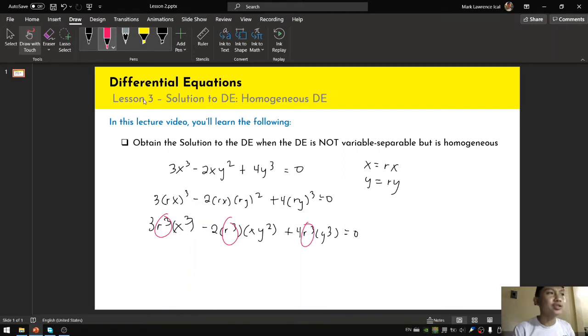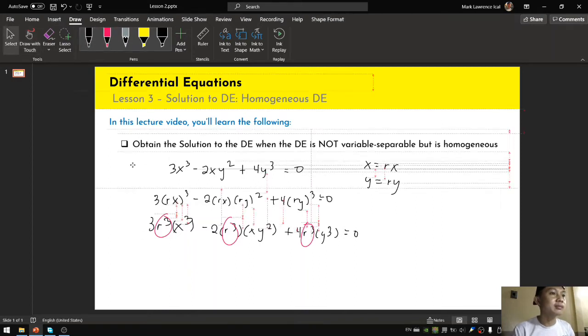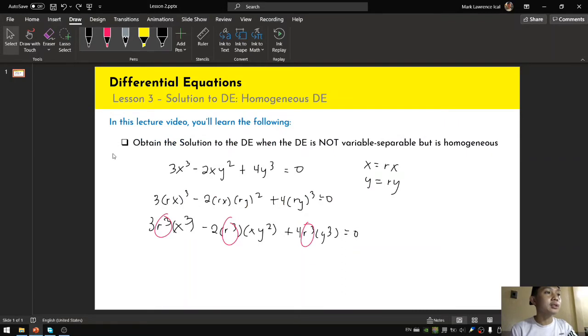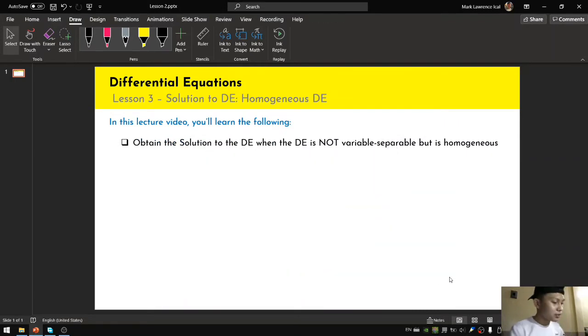So that's the testing, that's how to test. Now let's try the real thing. Let's find an example here.